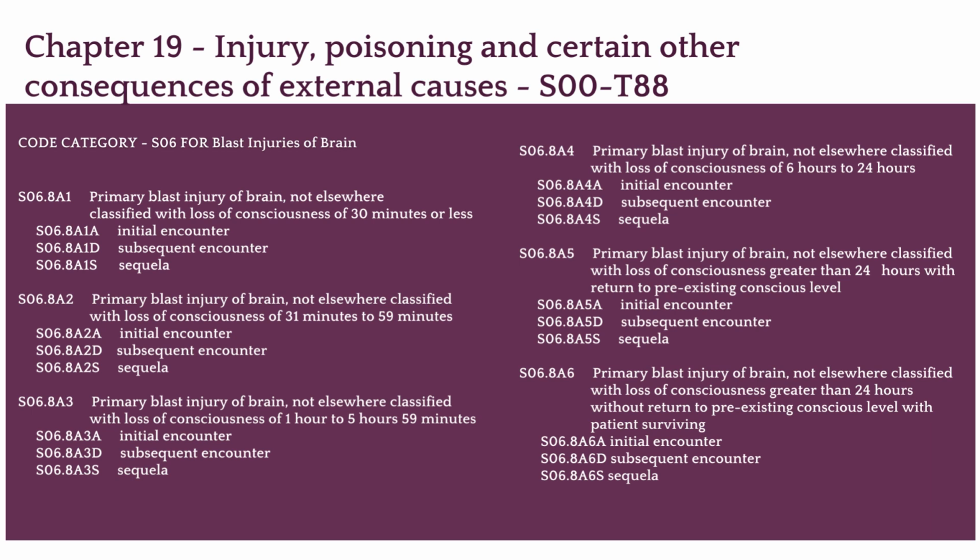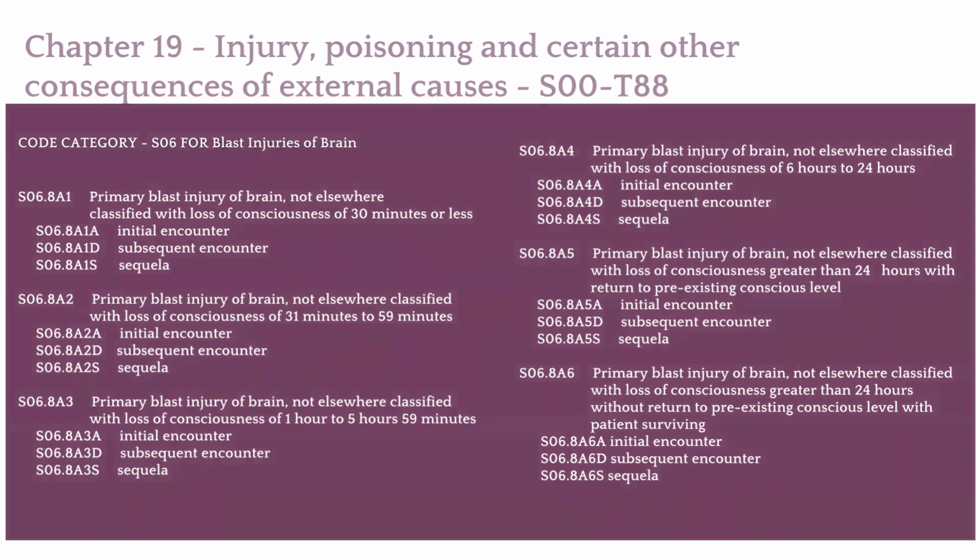Then you have S06.8A5, which is for loss of consciousness greater than 24 hours with return to pre-existing conscious levels. So, the amount of loss of consciousness is also identified as part of these codes. And remember, the seventh character is always required for this entire category, whether it is initial encounter A, subsequent encounter D during the treatment phase, or the sequela or complication with the seventh character S. These are applicable for all the codes from this category. This is for blast injuries of the brain, the category S06, where it has been expanded further.